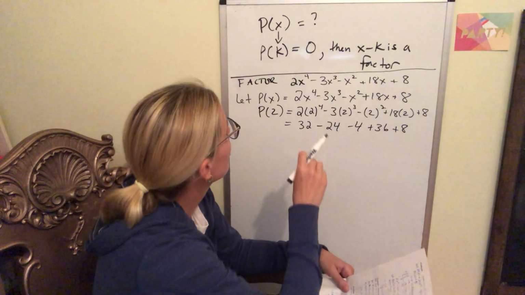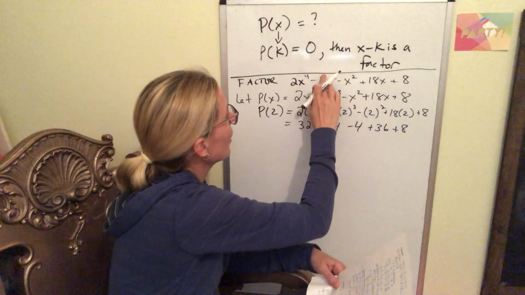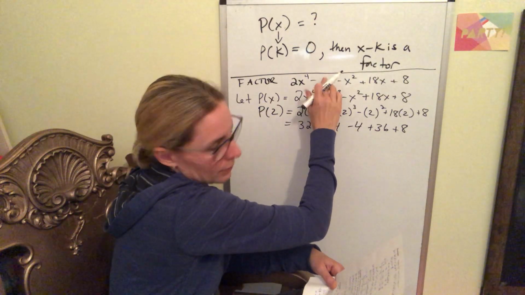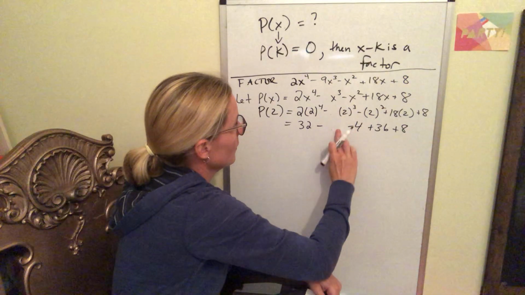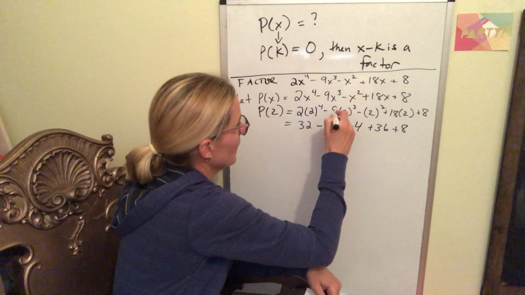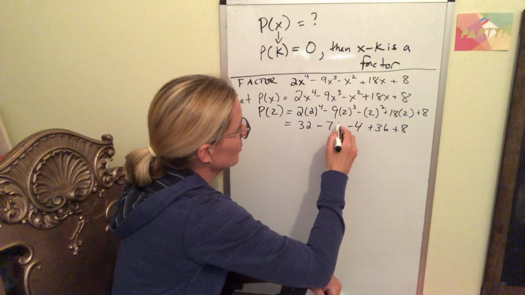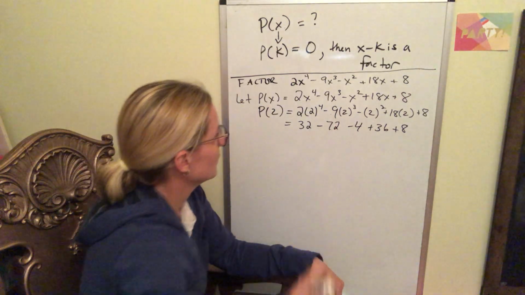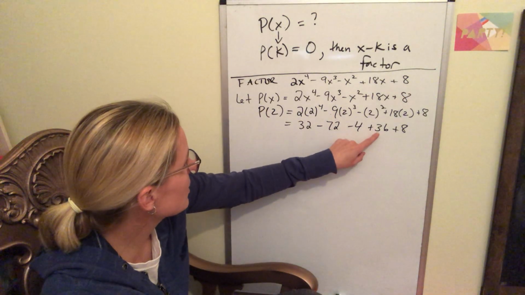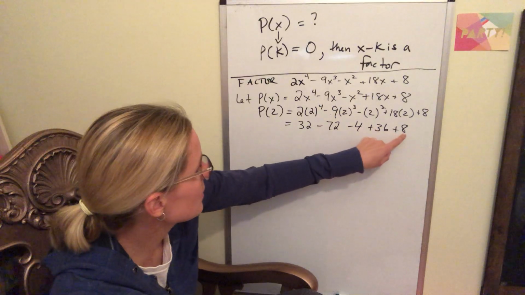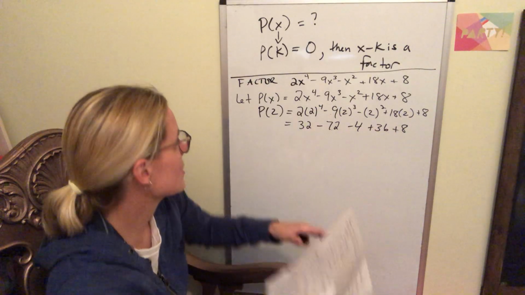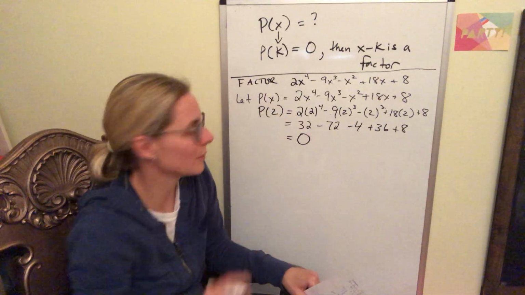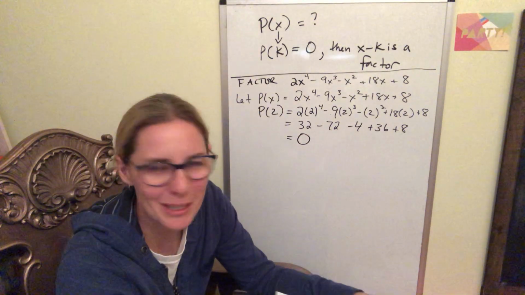Oh, this was supposed to be 9, that's why. Sorry, 9, 72, 3. So 30, 68, 76, 72 minus 72 is 0. Okay, good. See, I maybe even make mistakes on this.